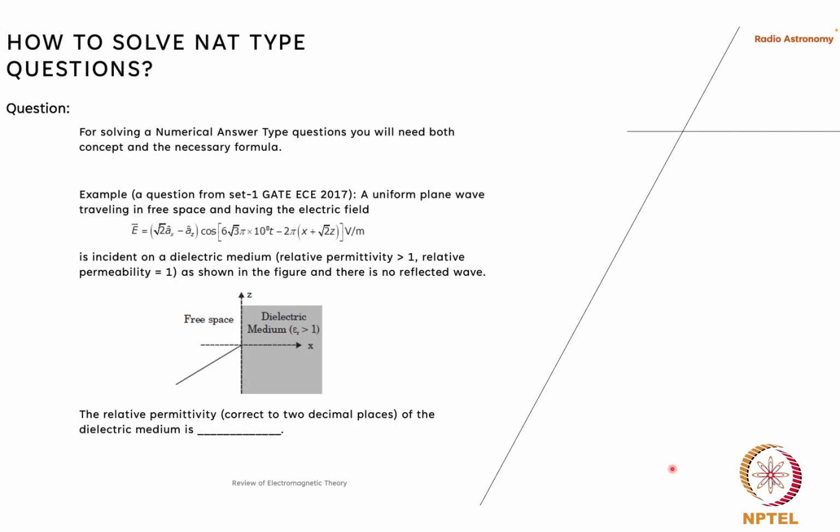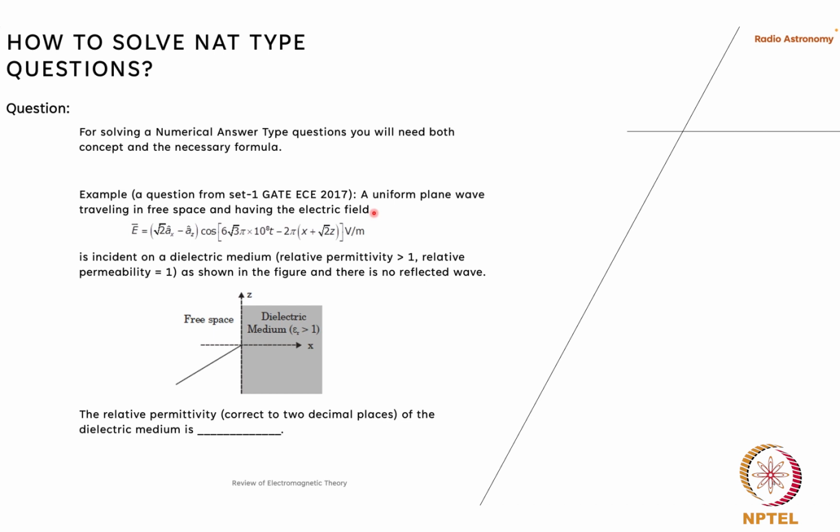Now let's move on to reviewing how to solve a numerical answer type question. Contrary to the MCQ type question, where you can solve by having partial knowledge, here you have to know the entire subject matter. So let us take this as an example. You might have studied this in this week itself, so it will be easier for you to relate. This question is taken from set 1 of the GATE EC 2017 paper. Now let's see the question.